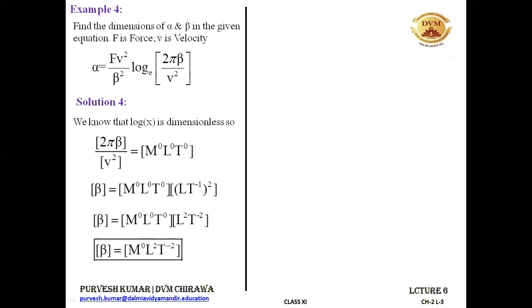So we can write it like this, that the dimensions for alpha are equal to the dimensions of f v square upon dimensions of beta square. I'm repeating this again, why I've written it like this: alpha is equal to f v square upon beta square, and this complete quantity, that is log to the base e 2 pi beta upon v square, has to be dimensionless. I've told you log of x is dimensionless, as well as whatever is inside the bracket of log has to be dimensionless. So it comes out to be alpha is equal to f v square upon beta square.